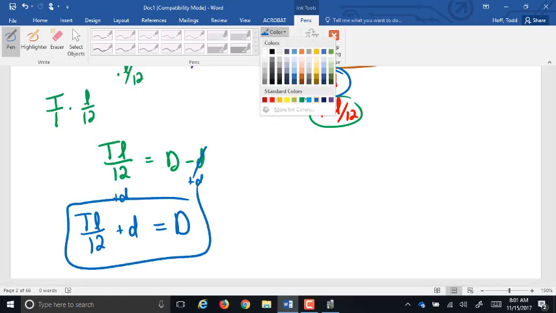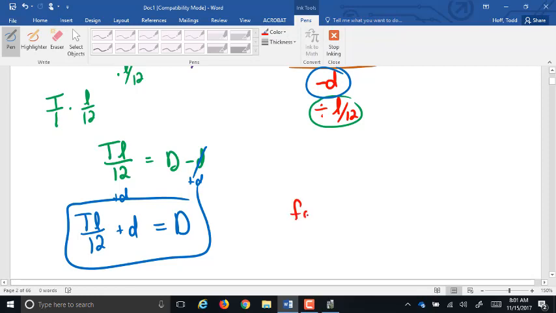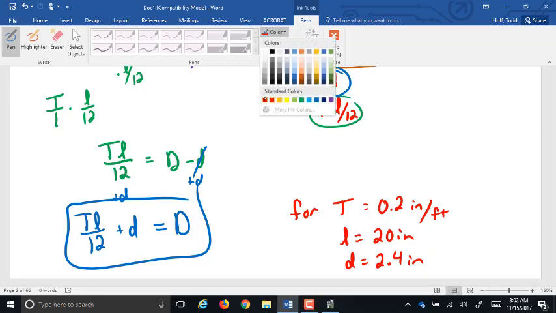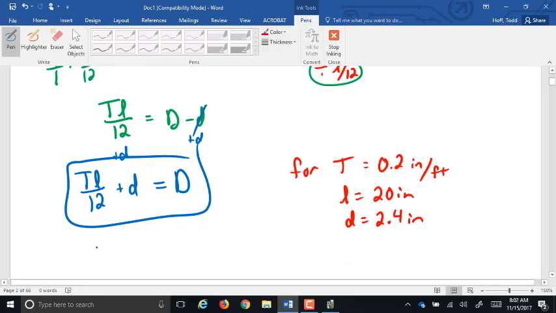So now if we are given the taper is 0.2 inches per foot, the length is 20 inches, and little d is 2.4 inches, we can find big D by just substituting those values in. So T is 0.2, L is 20, little d is 2.4.